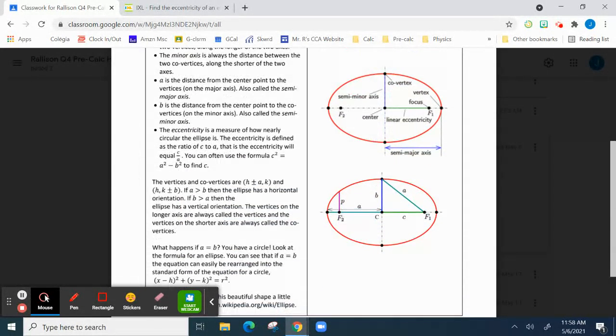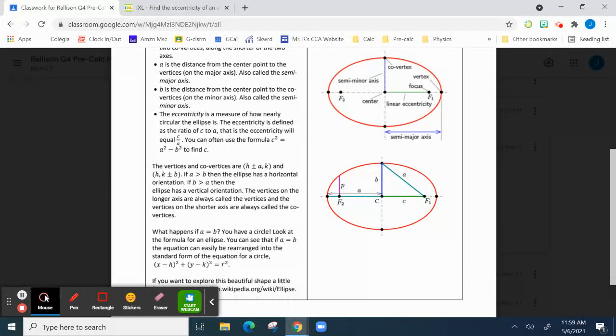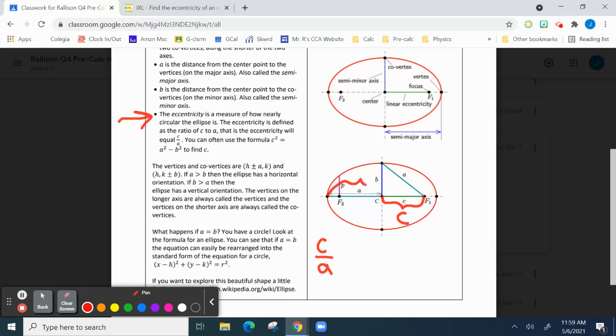We're going to look down here and find where it says that the eccentricity is a measure of how nearly circular the ellipse is. The eccentricity is the ratio of C over A. C is this distance right there, the distance from the center to the focus. And A is the semi-major axis, the distance from one of the vertices to the center.